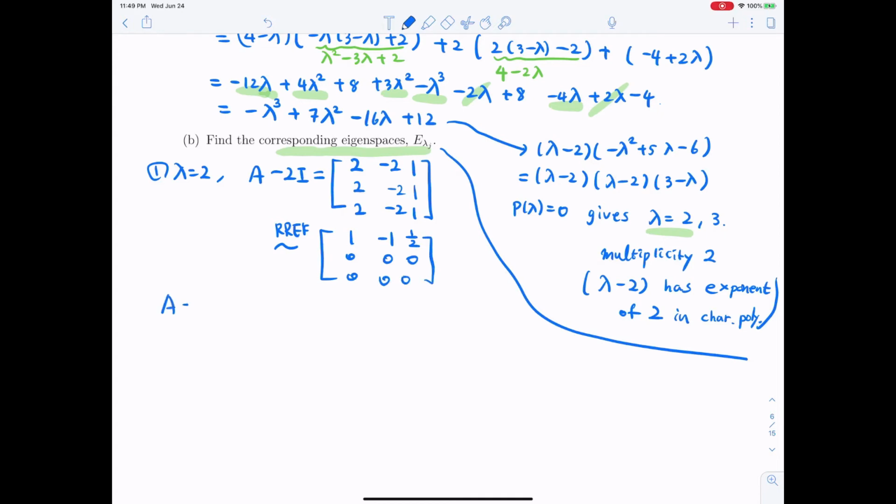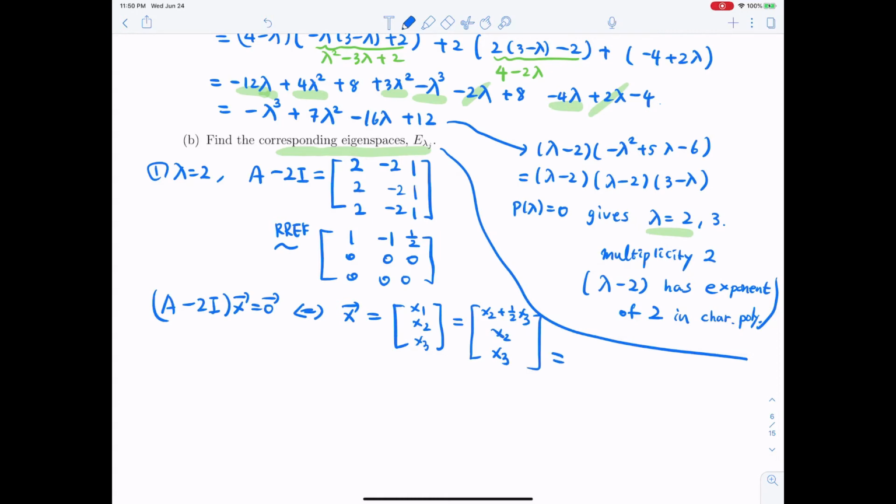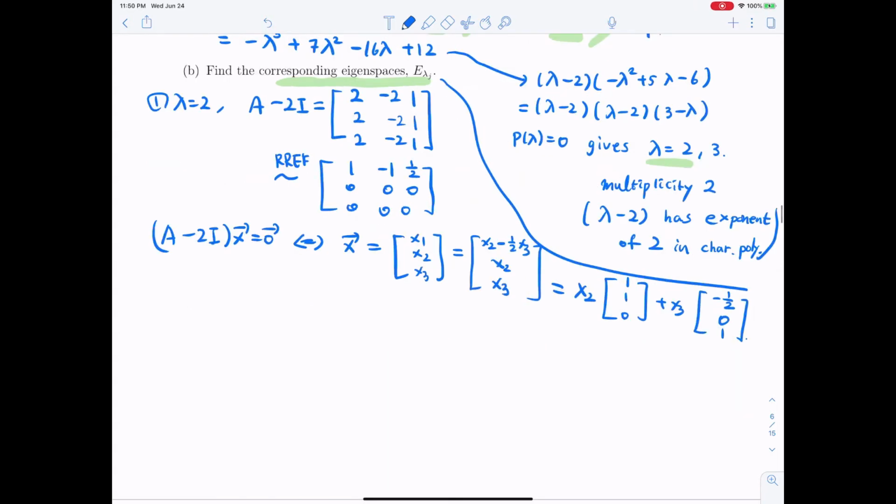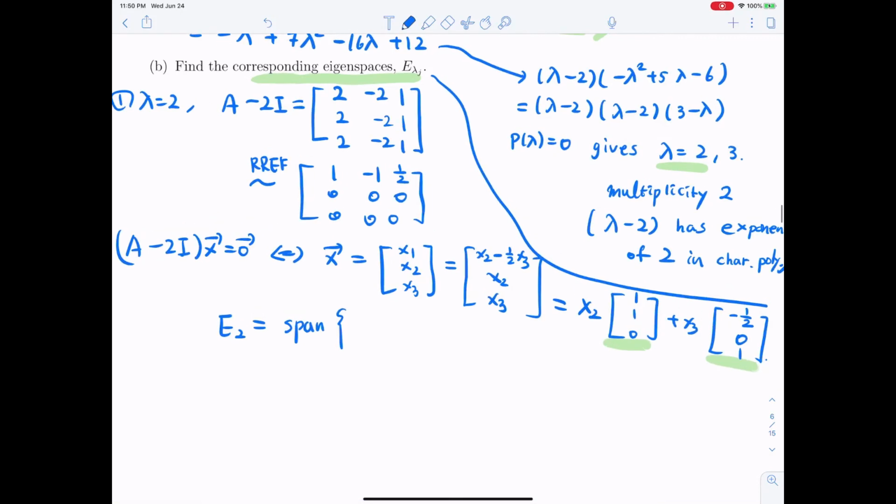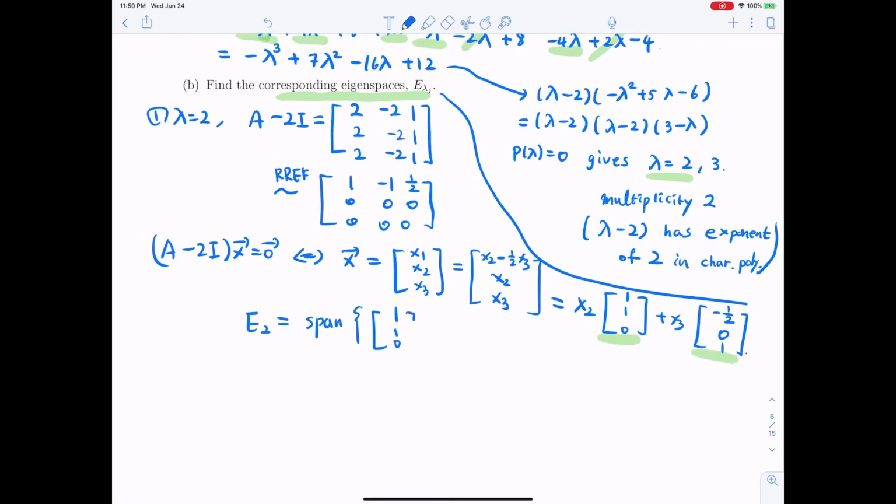So this gives you the homogeneous matrix equation, A minus 2I times x equals 0. Basically the solution set is x1, x2, and x3, but we have x1 equals x2 minus 1 over 2 x3, with x2 and x3 free. If you separate the variables, oops, it should be negative, then we get x2 times 1, 1, 0 plus x3 times negative 1 over 2, 0, 1. So you can tell that E2 is the span of these eigenvectors: 1, 1, 0 and negative 1 over 2, 0, 1.